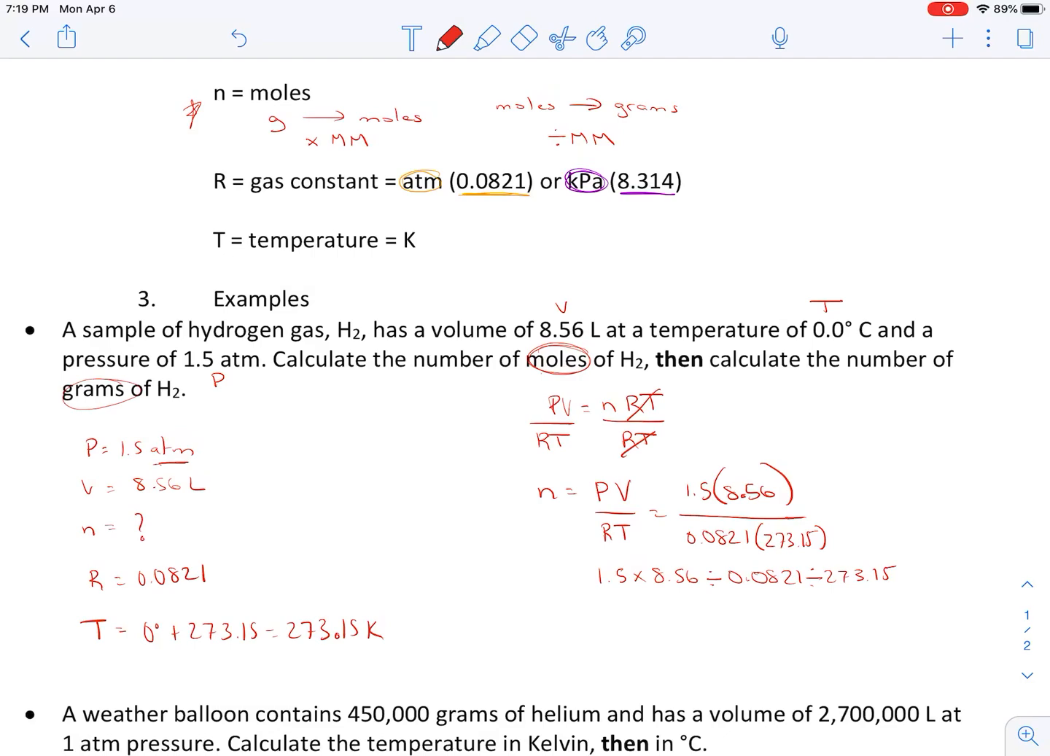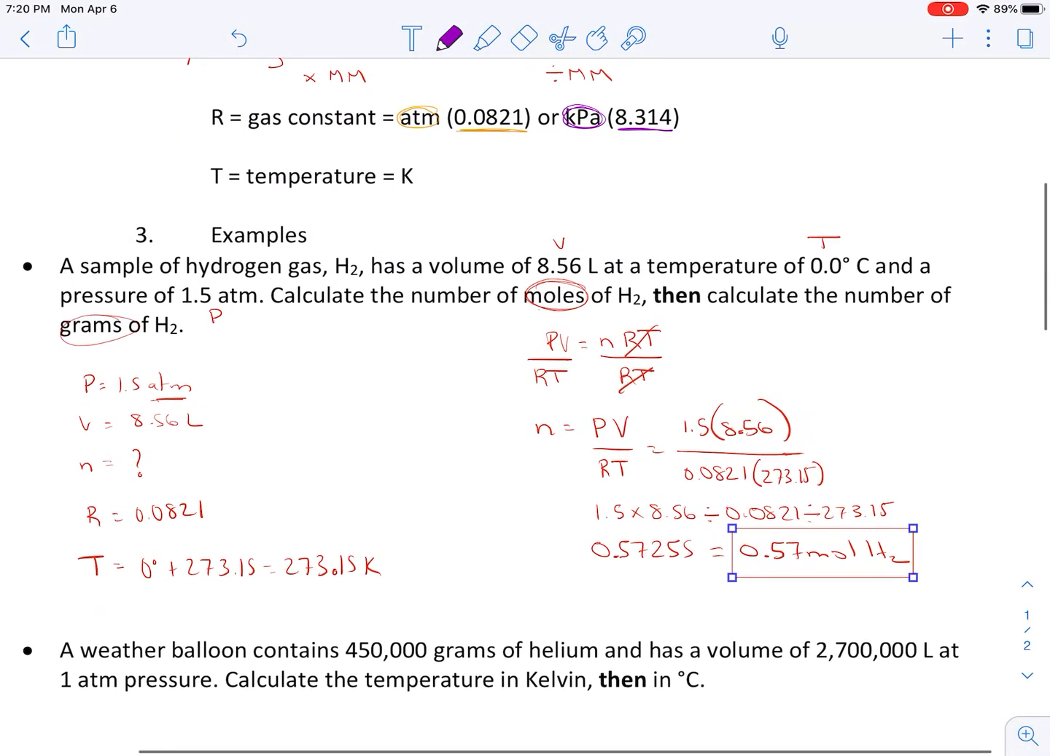And our answer comes out to be 0.5726255, and then it keeps on going. If we look at our sig figs, we have 2 in all of those, so our answer is going to be 0.57. And remember, this is moles of H2. That's what we were looking for initially. Finding moles, right? So we found moles. That's our first step. The second step says to go ahead and take that to grams.